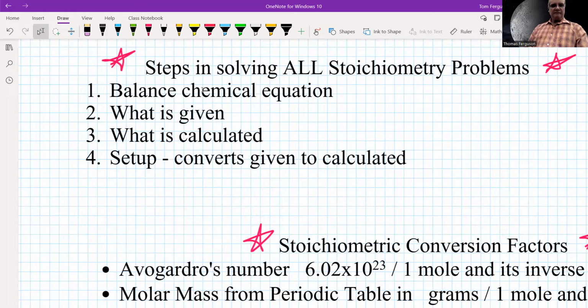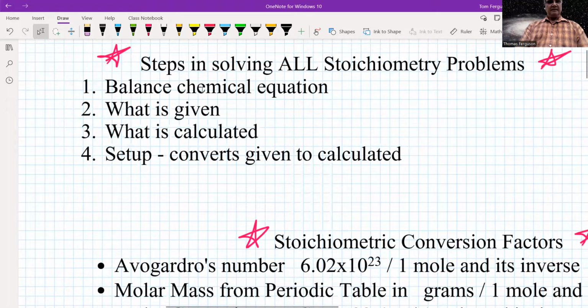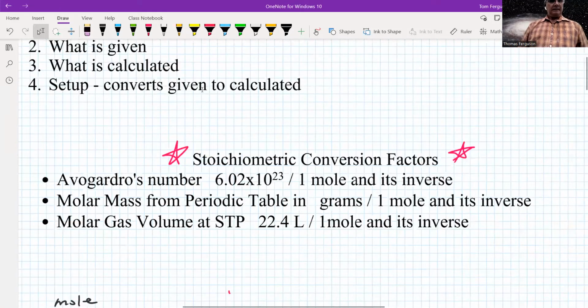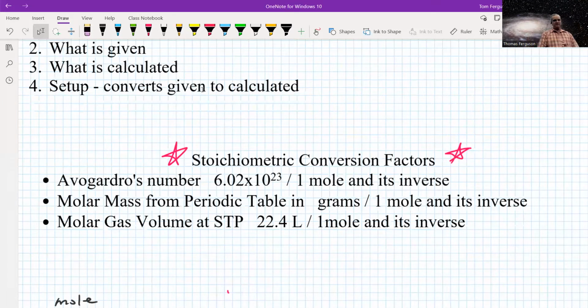Now there's a couple more conversion factors. Some of these you've already talked about. Avogadro's number, 6.02 times 10 to the 23rd atoms or molecules in a mole. Molar mass comes from the periodic table. That's the decimal number.